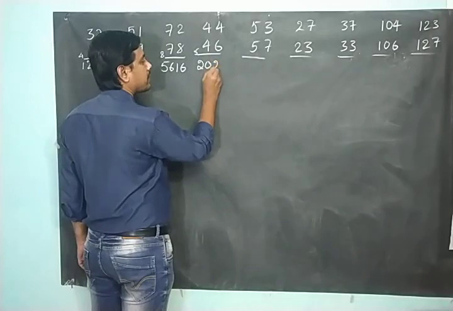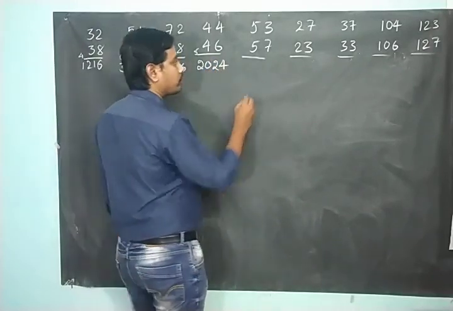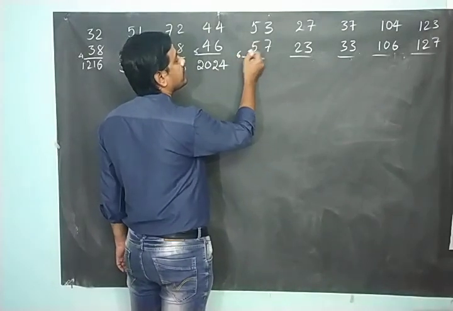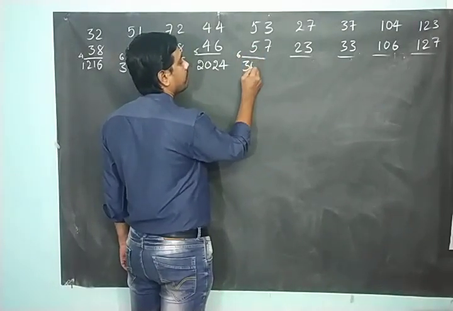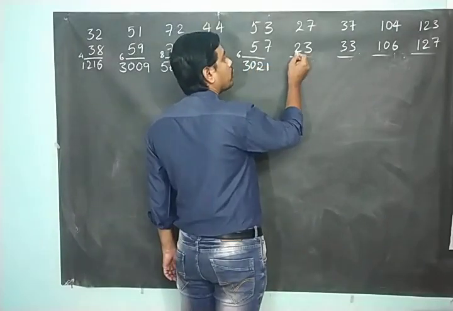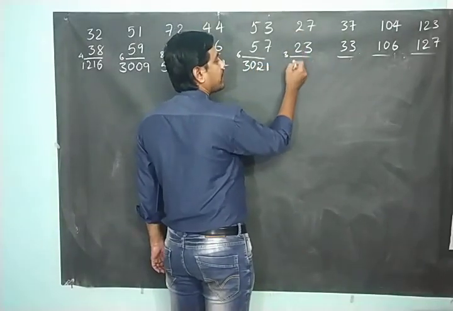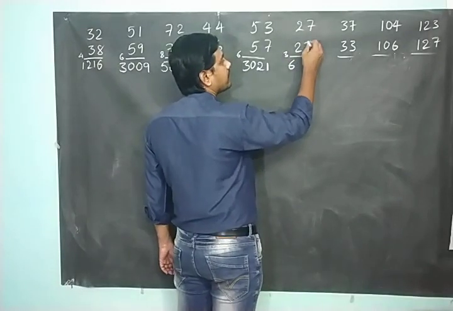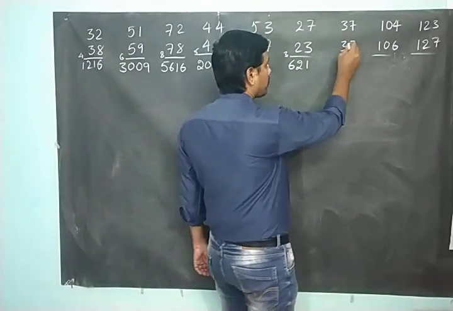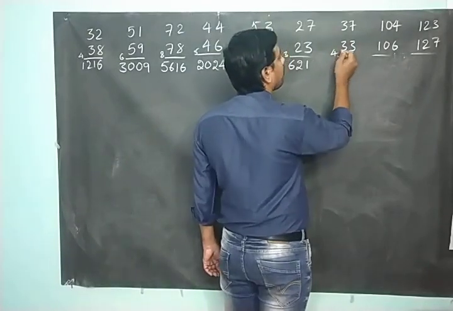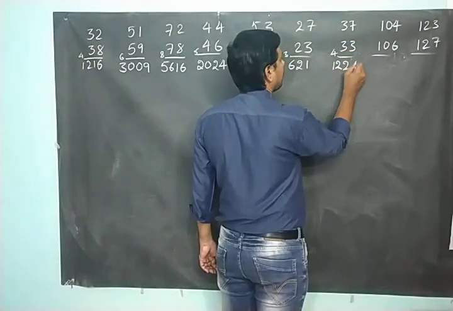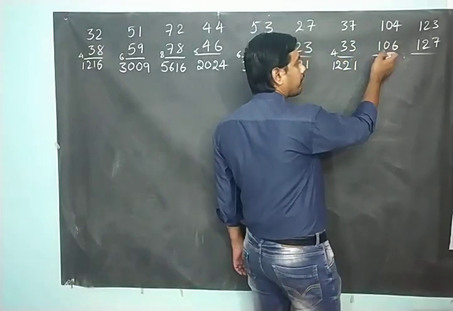4 into 6, 24. 5 plus 1, 6. 6 into 5, 30. 7 into 3, 21. So 2 plus 1 is 3. 3 into 2 is 6. 3 into 7 is 21. So 3 plus 1 is 4. 4 into 3 is 12. 7 into 3 is 21.